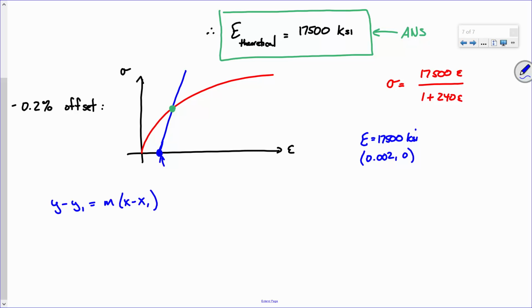So let's start plugging in. Although what I'm going to do is, just so we're using the same notation, I'm going to say sigma minus sigma 1 equals E times epsilon minus epsilon sub 1, just so we're talking about the same thing. Sound good? All right. And then over here, what do I have? I have sigma minus sigma 1. What's that first sigma value? It's the y value, which is 0, right? Equals 17,500. And since everything's in KSI, I'm going to leave that off and say epsilon minus 0.002.